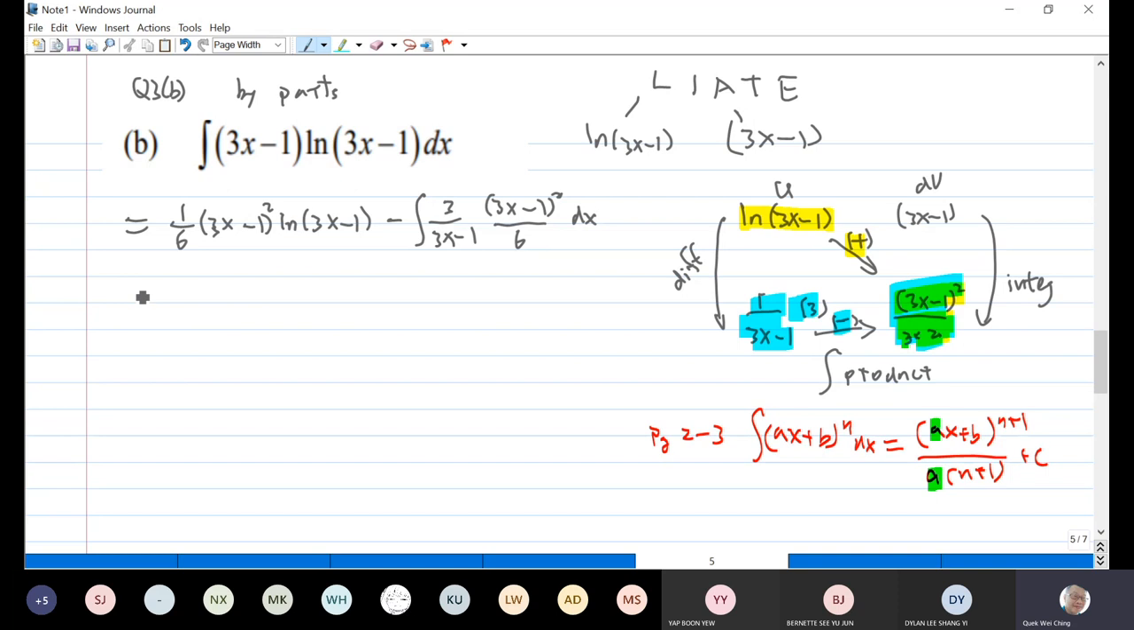Then we can simplify. So how to simplify this one? So 3x minus 1 squared ln of 3x minus 1. Okay, then you can find a lot of cancellation. First of all, 3 and 6 cancel, get 2. And then the 3x minus 1 cancels, 3x minus 1 to power 1 now. So this actually simplifies to minus half of the integration of 3x minus 1.